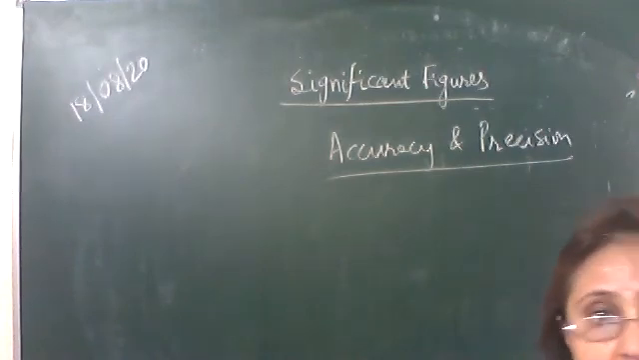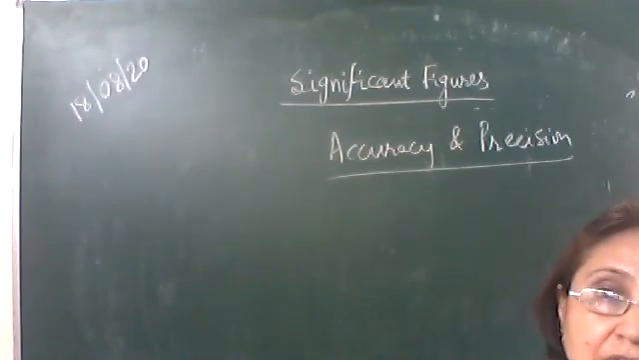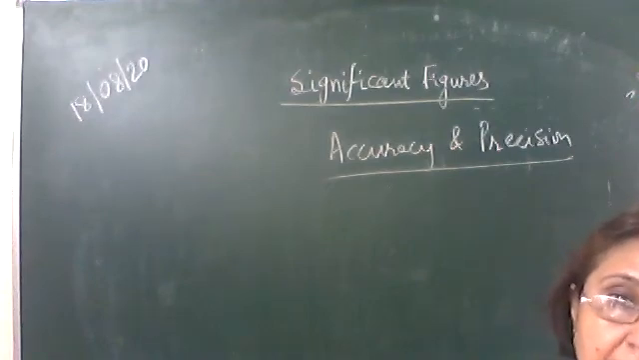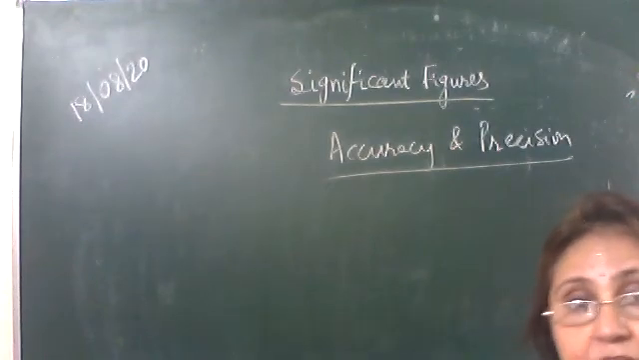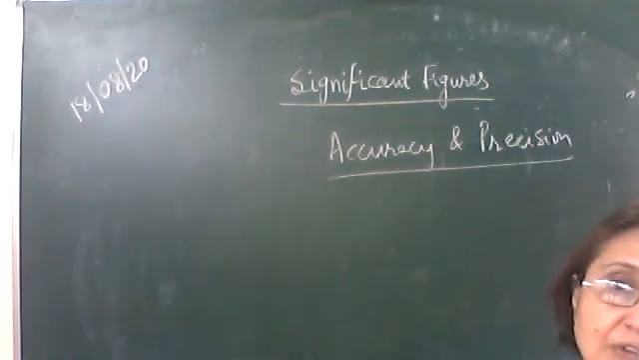So precision means with what instrument you have measured, and what is its least count. It depends upon that. The more the number of digits after the decimal, the more precise that value will be.